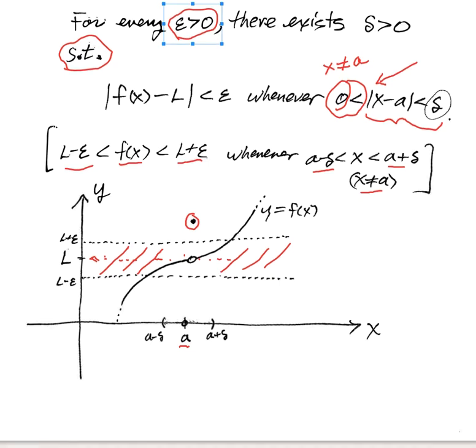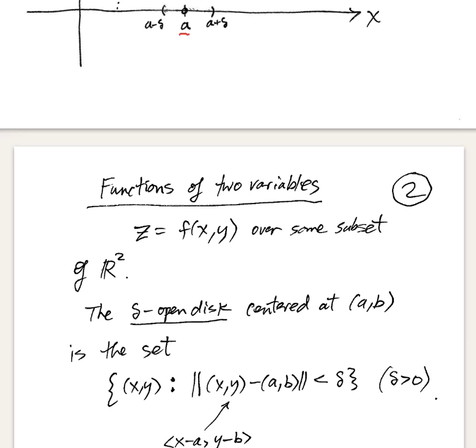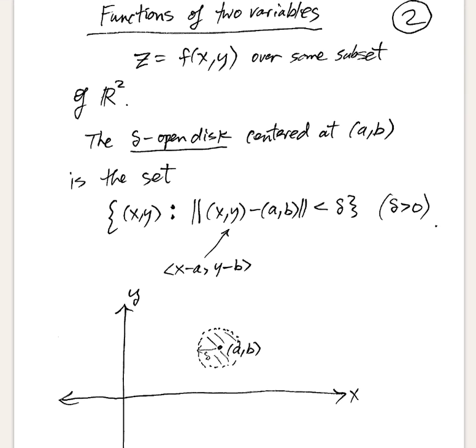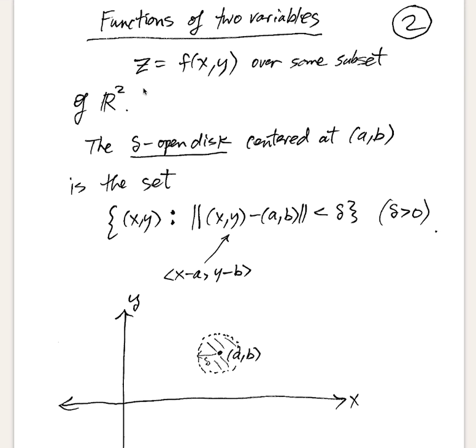All right. Probably do. Functions of 2 variables. Let's talk about that then. Let's suppose I'm dealing with the situation where I have z being a function of 2 variables, z equals f of x, y, over some set of R squared. What is R squared? I just mean really the xy plane.